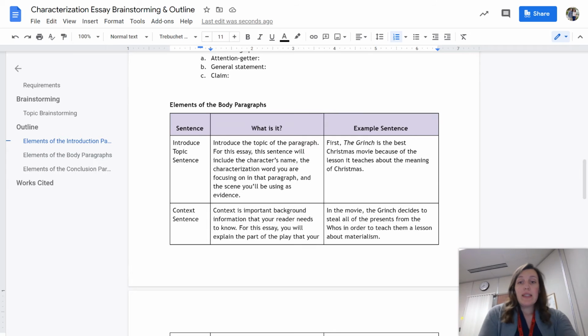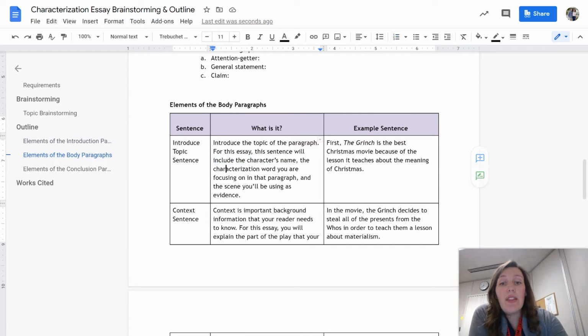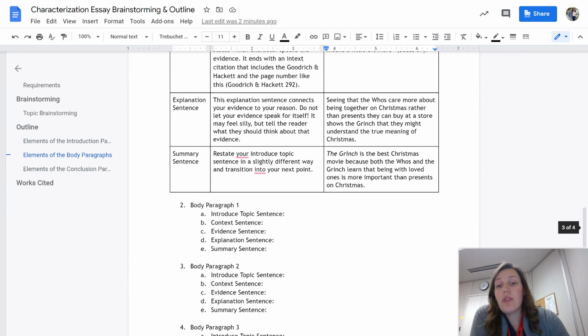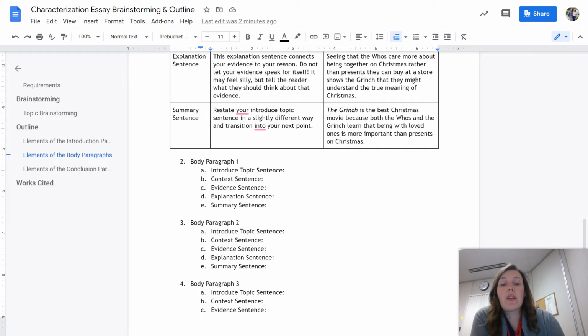For your topic sentence, this sentence will include your character's name, the characterization word you're focusing on, and the scene you'll be using as evidence. So for example, first, The Grinch is the best Christmas movie because of the lesson it teaches about the meaning of Christmas. So for yours, you're just going to scroll down here, click right there, and say, and I'm going to do first and last name.